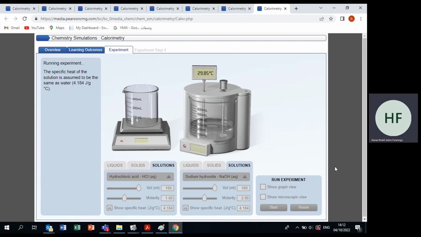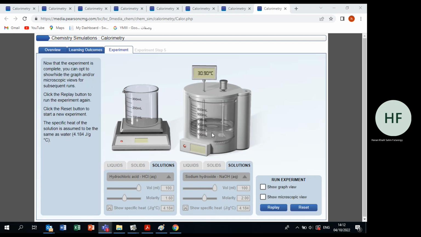Now, this is the final temperature for both the acid and the base because both of them are here. Now, the final temperature is 30. Before the experiment, it was 20, and now it is 30. What does it mean? It means that the reaction released heat and the temperature increased. I did not heat it. The reaction released heat and it caused the temperature to increase.